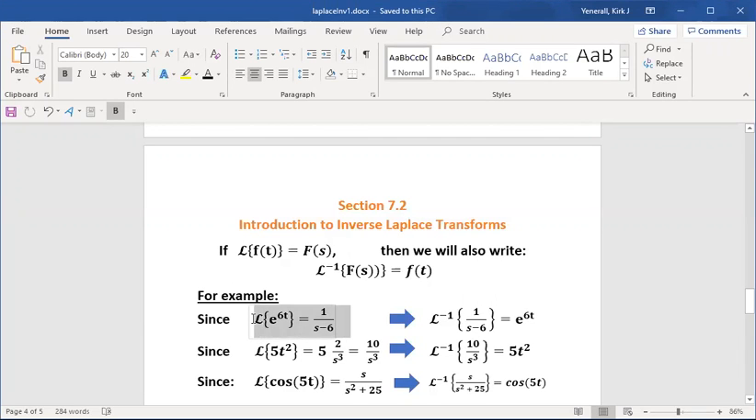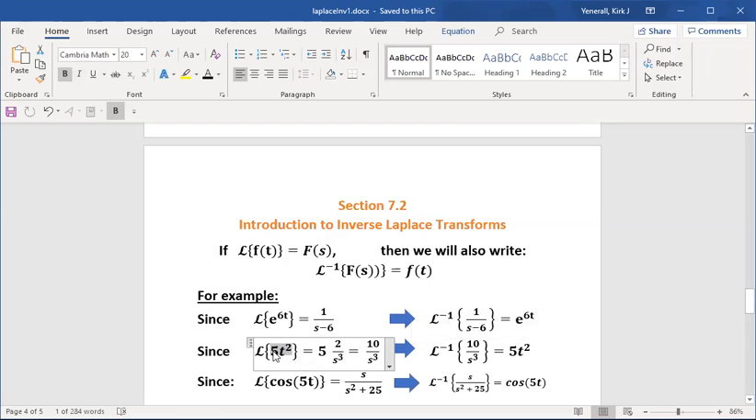We know from our work in section 7.1 that the Laplace transform of e to the 6t is going to be 1 over s minus 6 because of our rule for the transform of an exponential. Well, let's write that statement in a different way. If it's true to say that the Laplace transform transforms e to the 6t into 1 over s minus 6, then it's also correct to say that the inverse transform transforms 1 over s minus 6 into the function e to the 6t. E to the 6t would be said to be the inverse Laplace transform of 1 over s minus 6.